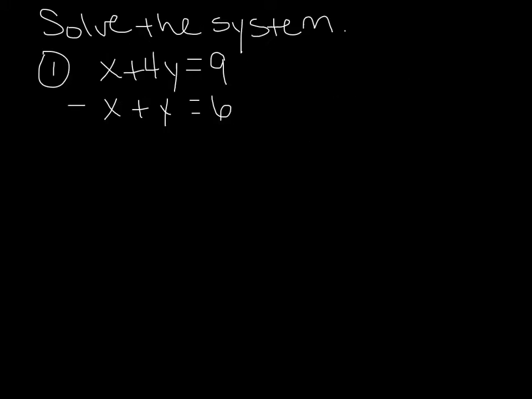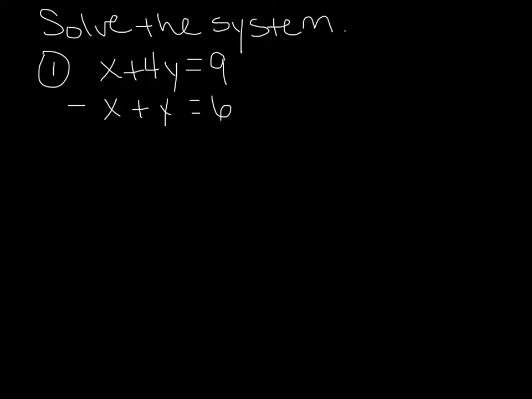So it says solve the system. So number 1, you have x plus 4y equals 9, and you have negative x plus y equals 6. So first things first, you can still look for a variable to be by itself. Okay, is there a variable by itself in this? No, there's not, which means substitution really is not going to work very easily. So we got to learn a new method called elimination.